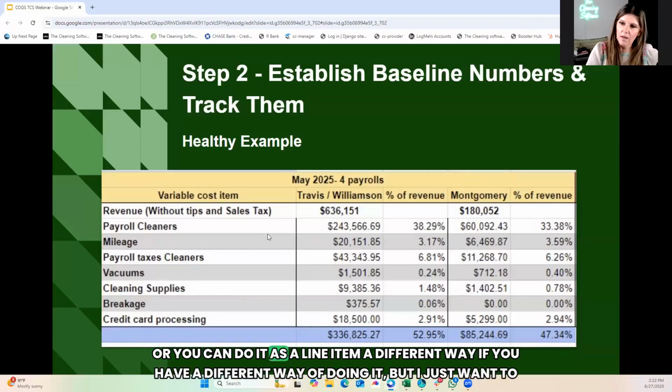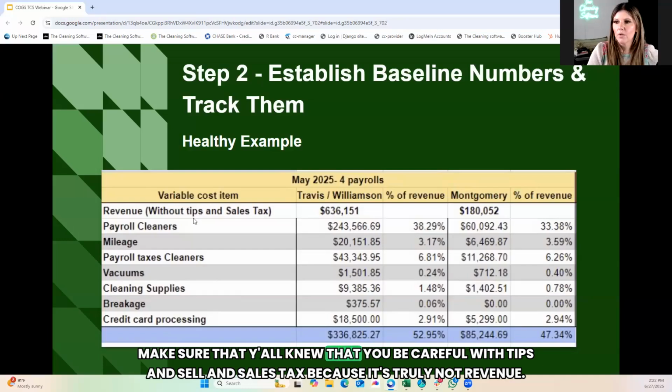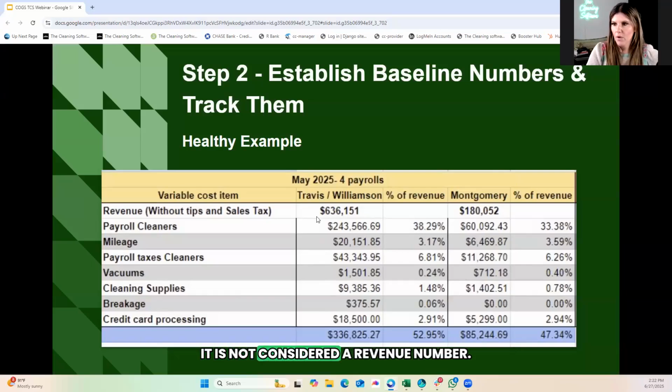Or you can do it as a line item a different way if you have a different way of doing it, but I just want to make sure that y'all knew to be careful with tips and sales tax because it's truly not revenue. It's a pass-through. It is not considered a revenue number.